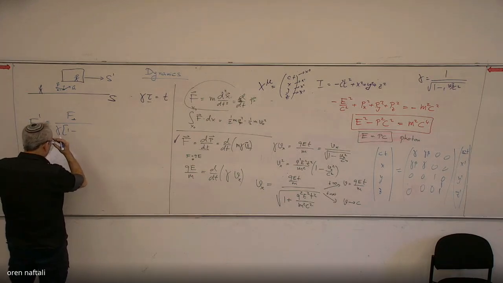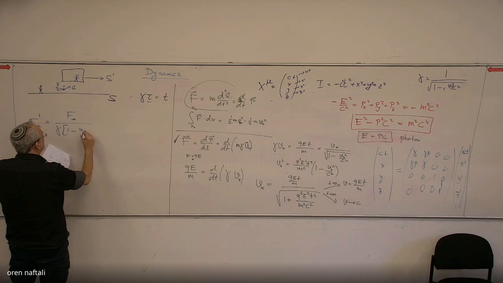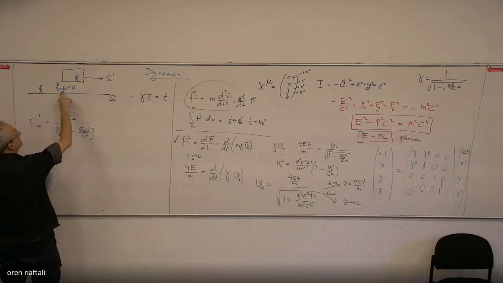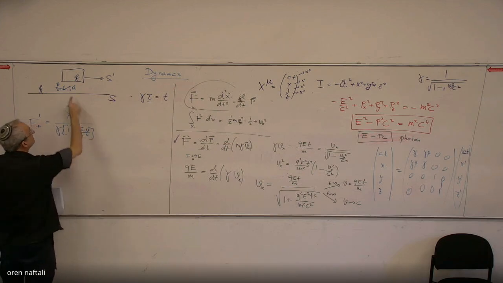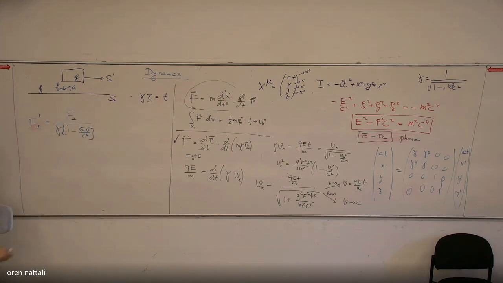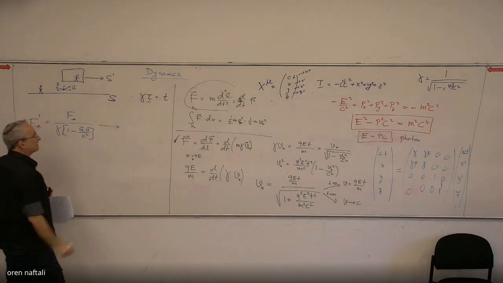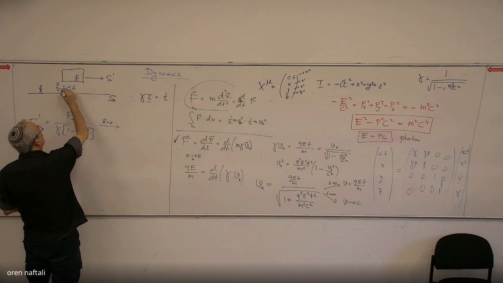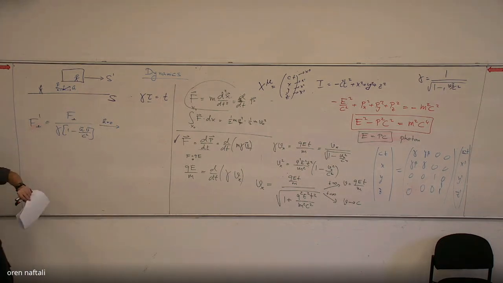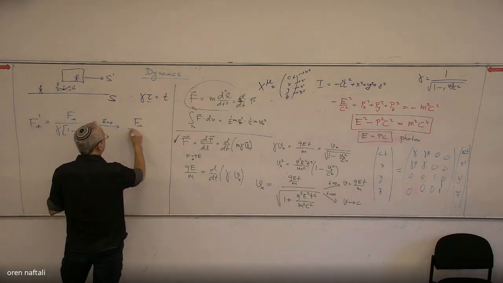1 minus u dot v divided by c squared, where u dot v is a component of u in the direction of the relative velocity v of S prime with respect to S. U is the velocity in the S frame of reference. This is a complicated expression, but it becomes simpler when u is 0, meaning that the particle on which the force acts is standing still in the S coordinate system, in which case we have F perpendicular divided by gamma.